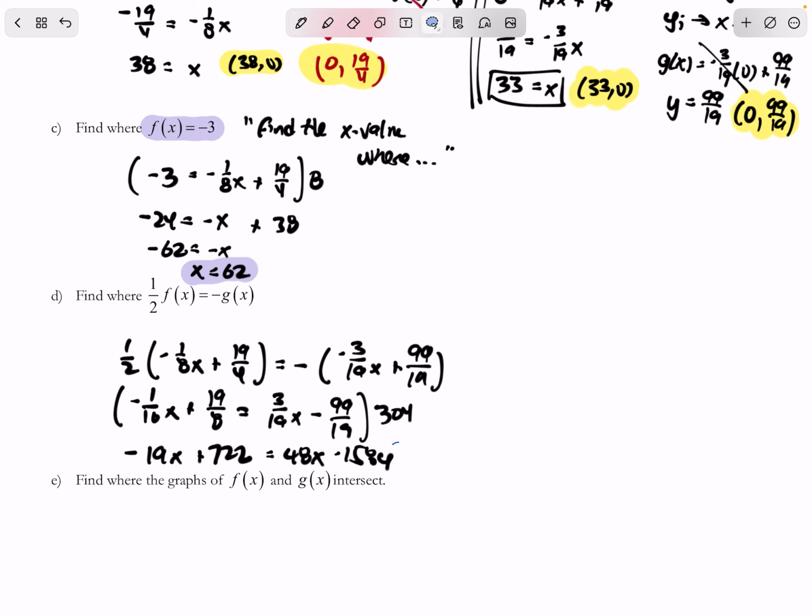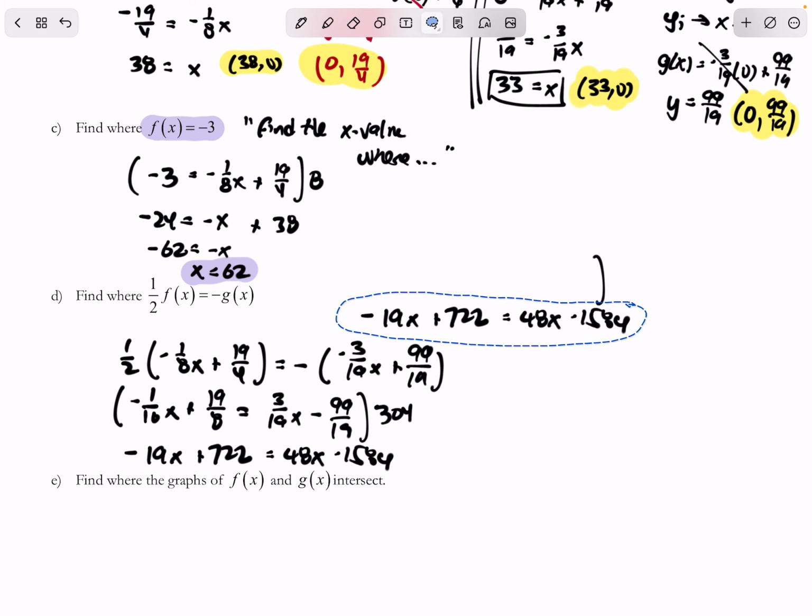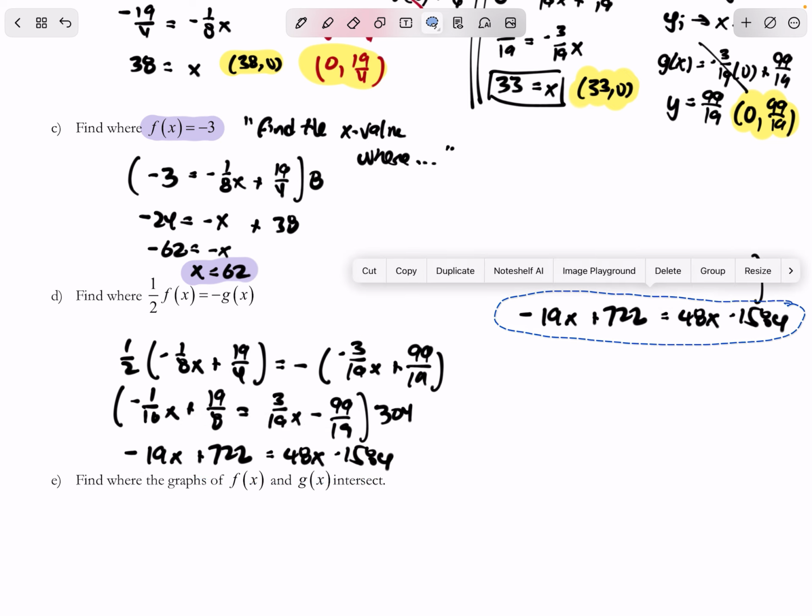And I'm going to copy that. Copy. Paste. Let's get rid of that little hook there.